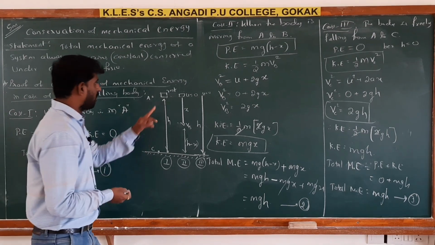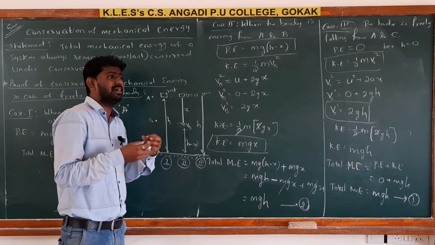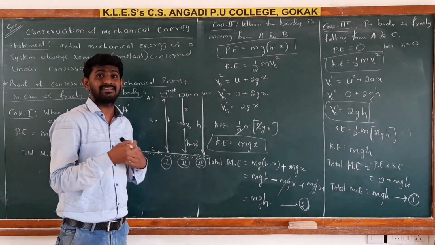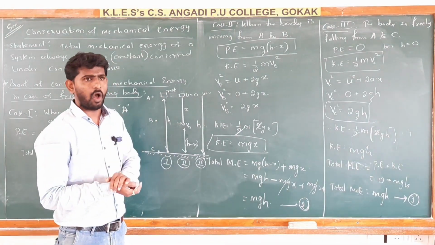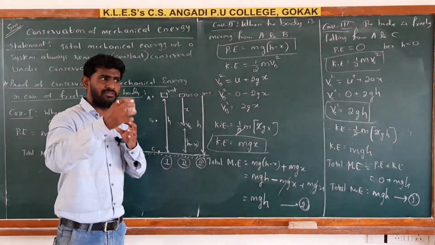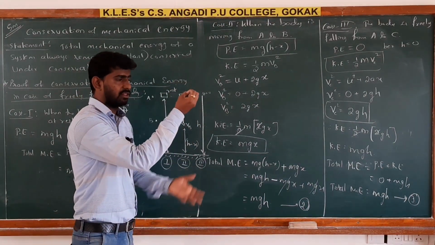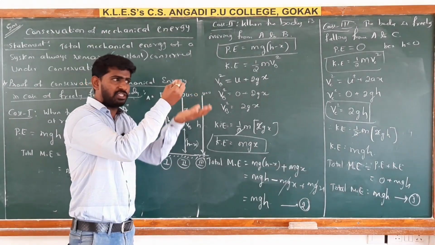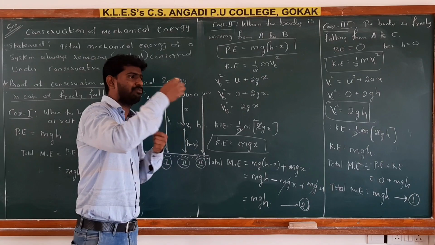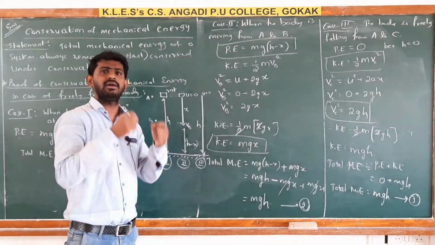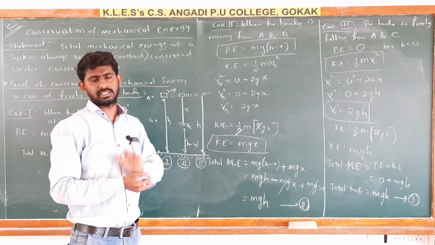When the body is moving from one position to another, or when the position is changed or the case is changed, the potential energy may vary or kinetic energy may vary, but the sum of kinetic and potential will be constant. Suppose the kinetic energy is decreasing, the potential energy will be more. Suppose potential energy is decreasing, the kinetic energy will be more. So the sum of kinetic and potential is always constant for a given system under conservative forces.